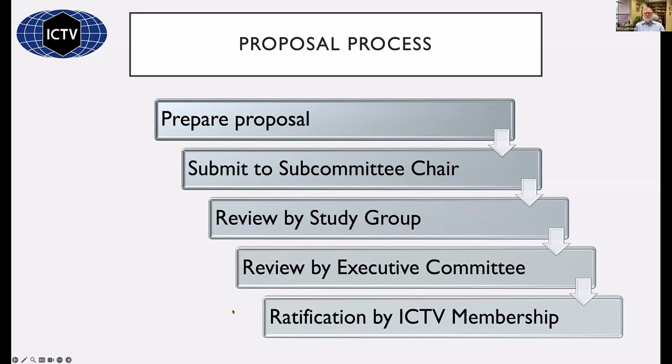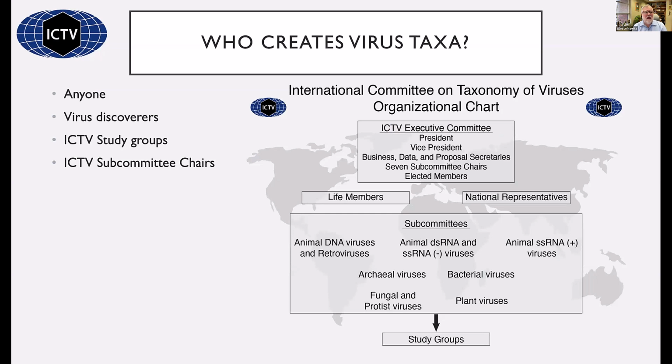So in order to create the taxonomy, there's a process that we use to prepare proposals and then have those proposals reviewed. So who does that? As Murillo showed you, the ICTV is made up of a series of subcommittees. Every virus family belongs to one of these subcommittees, and those are differentiated on the website. I'll show you in a little bit how you access the information on what virus families belong to each subcommittee. In essence, each family corresponds to a particular study group.